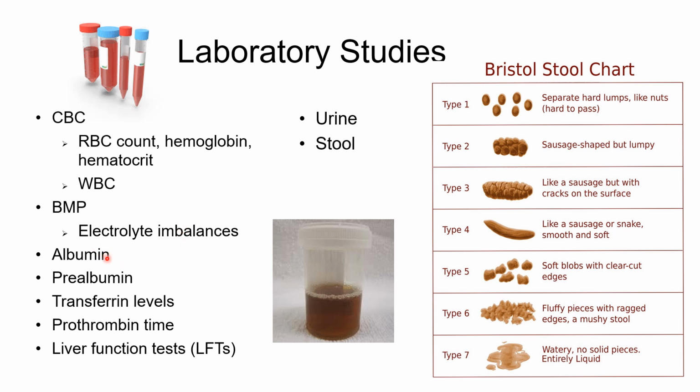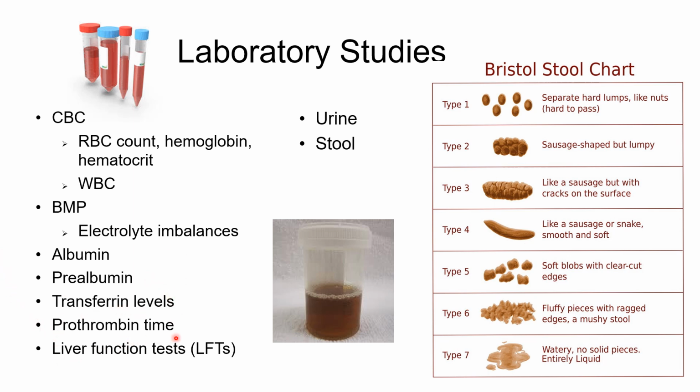Our albumin levels, prealbumin levels, and our transferrin levels, that is an assessment of our nutrition status. And because our GI system, that's where we eat and absorb our nutrients, these labs are important to make sure that our GI system is functioning when it comes to nutrition.